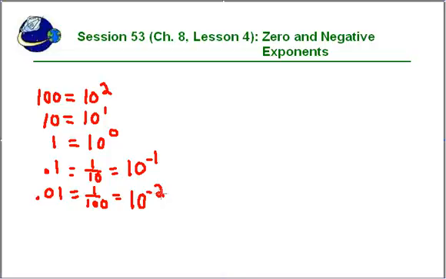So we can see here that not only do positive exponents go on forever, but we also can see that negative exponents can go on forever, because we can continue to add more decimal places to the right of the decimal point here. We can see then that negative exponents are used to write or represent numbers that are less than 1.